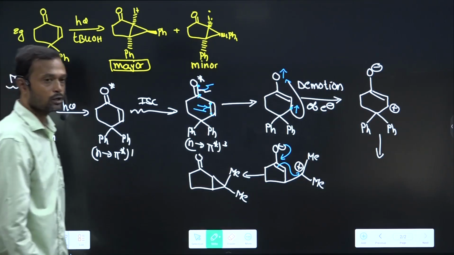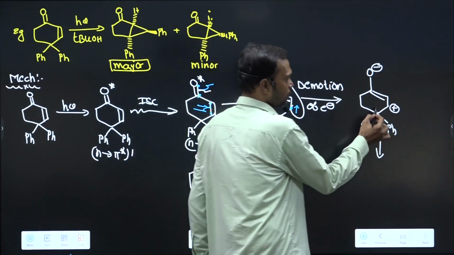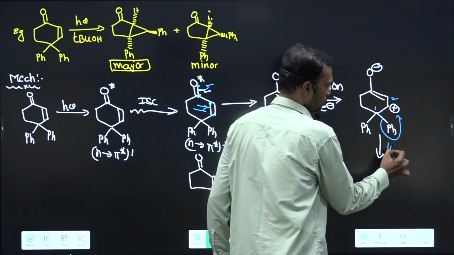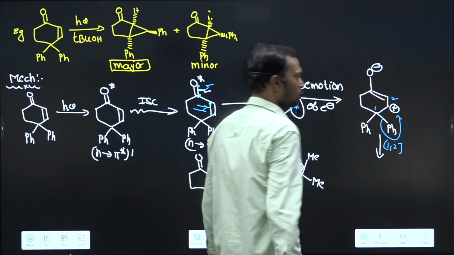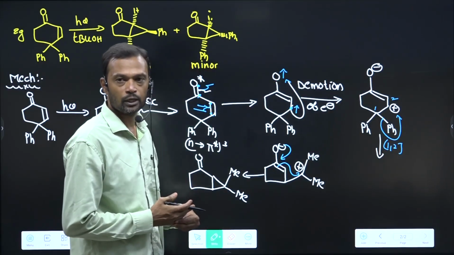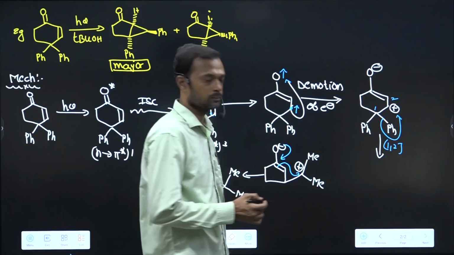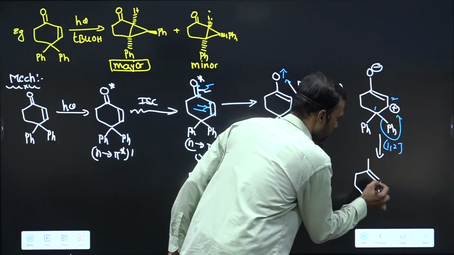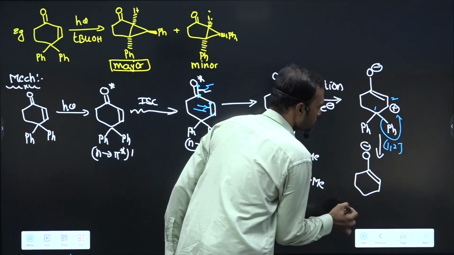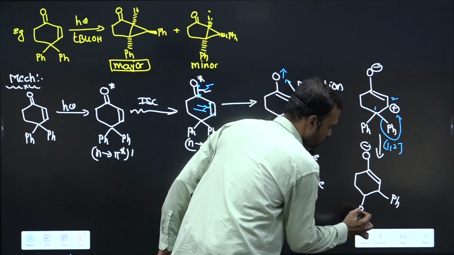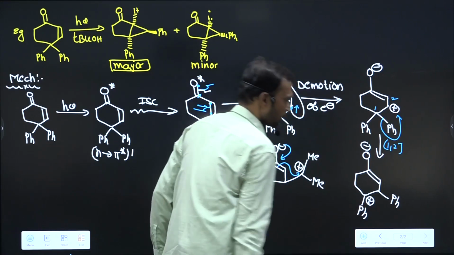Now phenyl migrates from here to here. See, phenyl migrating from this position, 1,2 shift, Wagner-Meerwein rearrangement. This is called Wagner-Meerwein rearrangement. So after Wagner-Meerwein rearrangement, here O minus and here Ph, and what is the charge expected here? Positive. Can I?